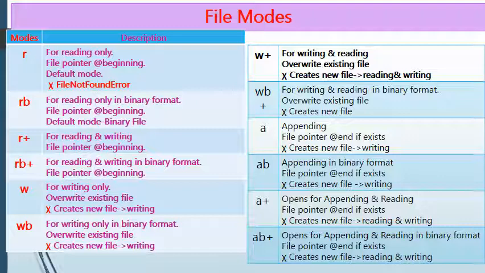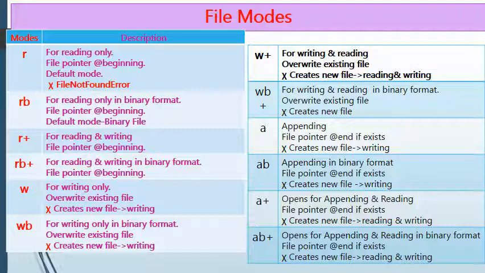And the next mode is WB. It is used for writing your information in binary format in a binary file. If the content exists, it will remove that, and only your new content will get stored in your binary file. If the file does not exist, it will create a new file with writing mode.